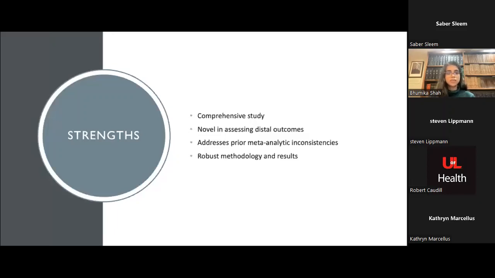The strengths of this study, as mentioned by the authors, are that it's a comprehensive study evaluating more than 14 years of evidence. There's novel data in assessing distal outcomes, which highlights the apparent benefit of the intervention on negative symptoms, self-esteem, and functioning. It has a robust methodology and results, and it addresses a lot of meta-analytical inconsistencies which have been reported in previous studies.